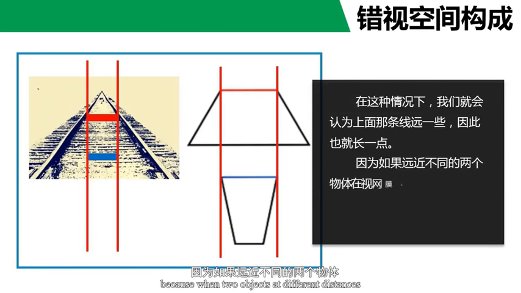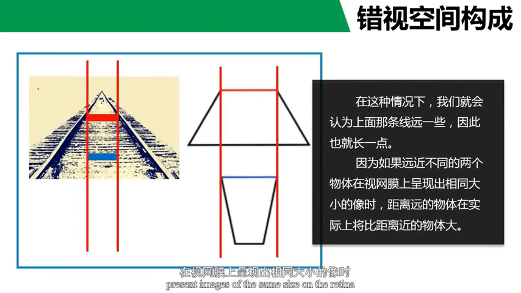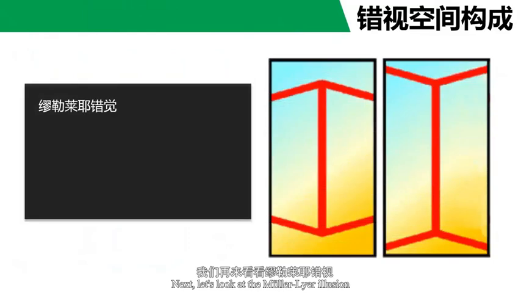Because when two objects at different distances present images of the same size on the retina, the object farther away will appear larger than the one closer. Next, let's look at the Mueller-Lyer illusion.